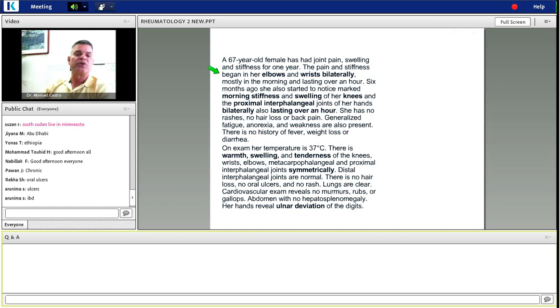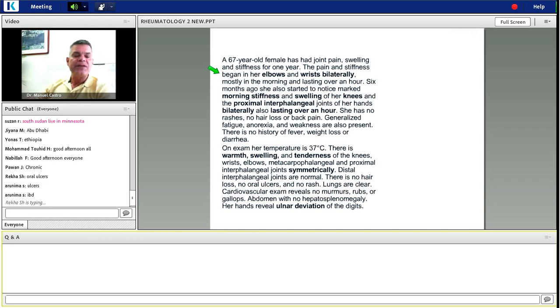So now we know that it is symmetrical and that she has three joint areas affected, and that one of them is the actual hand joints, right? So it's almost sure she has a diagnosis of rheumatoid arthritis, right? The distal interphalangeal joints are normal, which we know that rheumatoid arthritis does not affect. There is no hair loss, no oral ulcers, very important, because if she has no hair loss, oral ulcers, or rash, we're not going to think of what condition that causes hair loss, oral ulcers, and rash. SLE, very good. Yes, SLE.